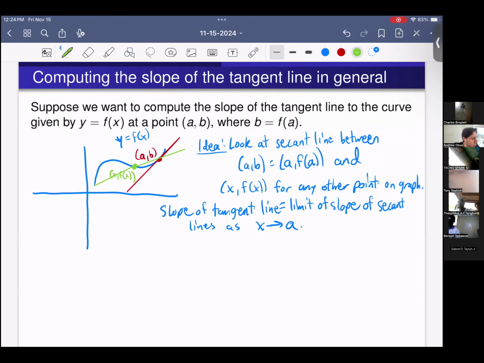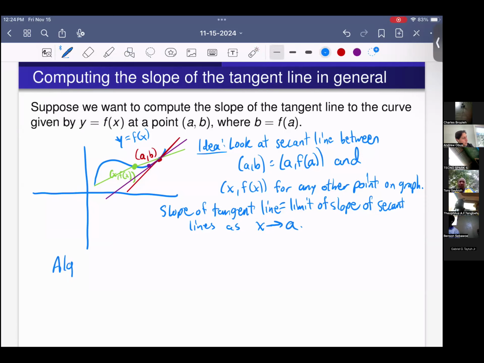And then I could take a closer point, which maybe I'll draw in purple, a closer point over here. And I could look at the secant line that goes between this point and a comma b. Okay, and what we see is that as we have the green line, then the purple line, eventually, as my point gets closer and closer to a, b, I'm getting closer and closer to the red line. So the slope of the tangent line is the limit of the slope of the secant lines as x approaches a.